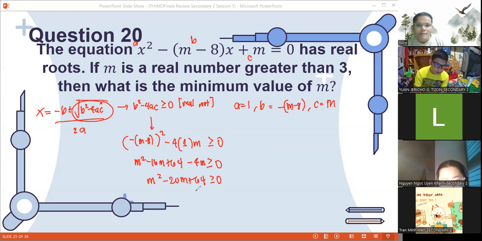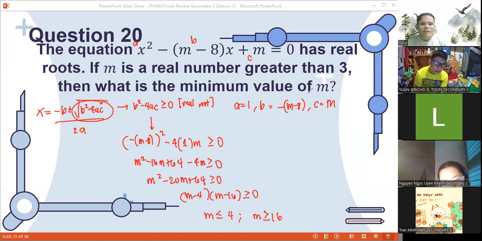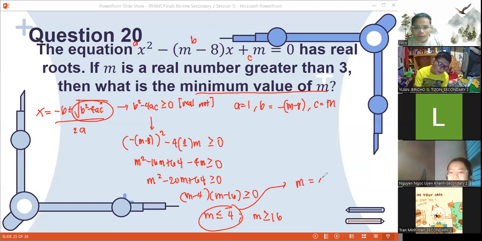64 is 4 times 16. 4 plus 16 is 20. So this is (m minus 4)(m minus 16) greater than or equal to 0. So m here is less than or equal to 4 or m is greater than or equal to 16, right? Take note, m is a real number greater than 3. What is the minimum value of m? We should get the minimum, right? So the answer here is m is less than or equal to 4. So we use this value. So we have m is equal to 4.